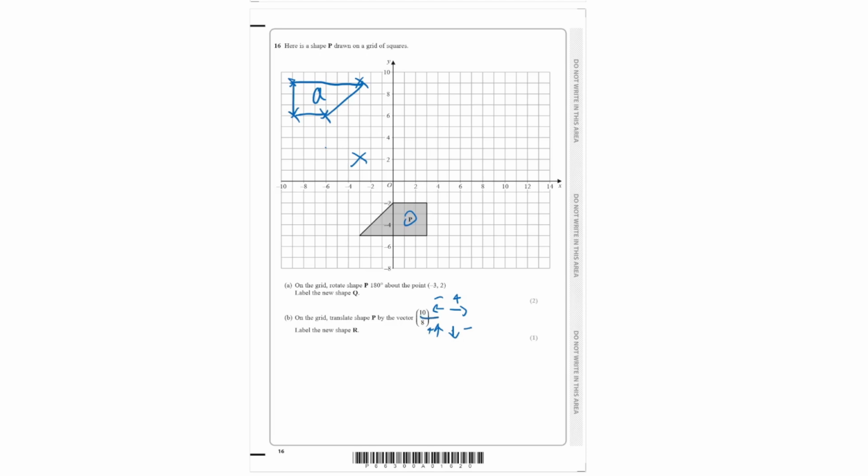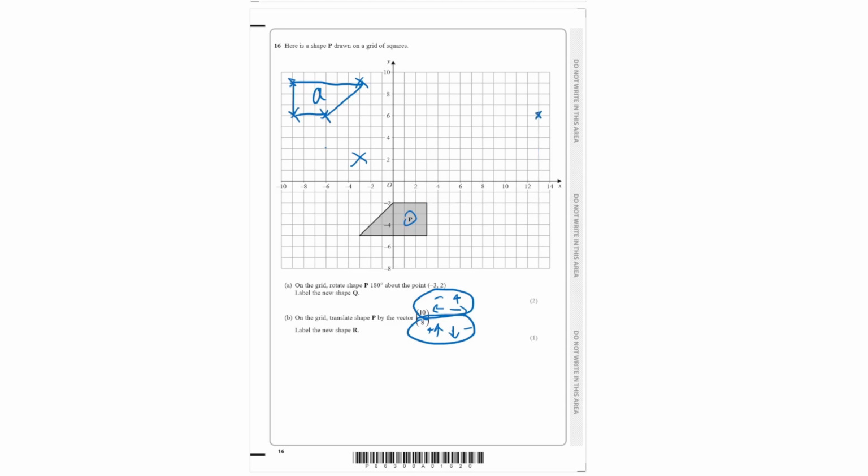So 10 will start on the horizontal. It's positive, so that means it's 10. So 1, 2, 3, 4, 5, 6, 7, 8, 9, 10. And then 8 is positive, so we go 8 up. So we go 1, 2, 3, 4, 5, 6, 7, 8. So we put a little cross here.